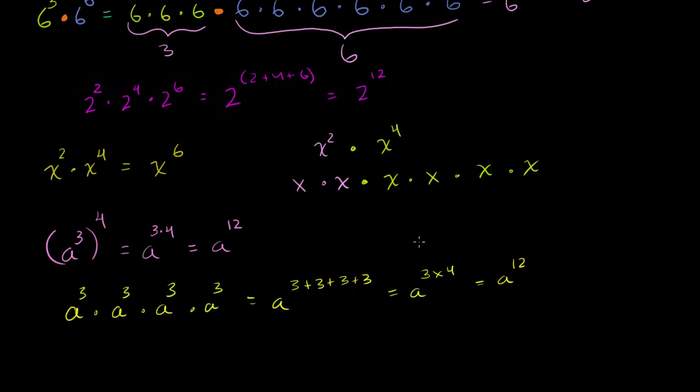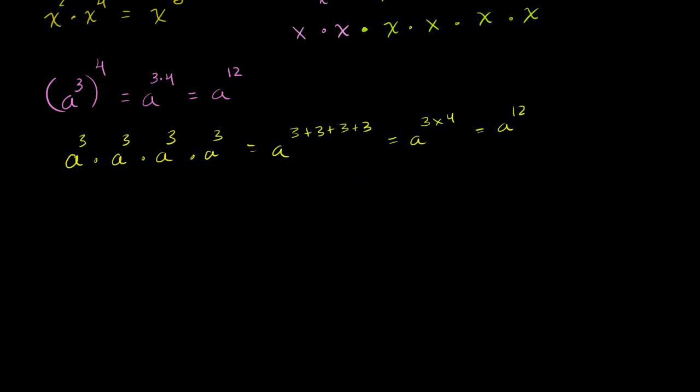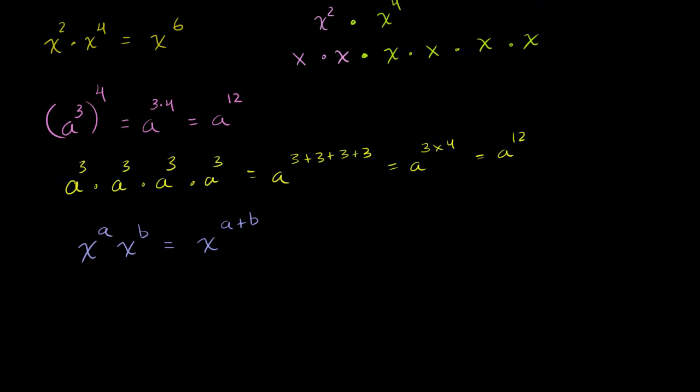So just to review the properties we've learned so far in this video, besides just a review of what an exponent is, if I have x to the a power times x to the b power, this is going to be equal to x to the a plus b power. We saw that right here. X squared times x to the fourth is equal to x to the sixth, 2 plus 4.